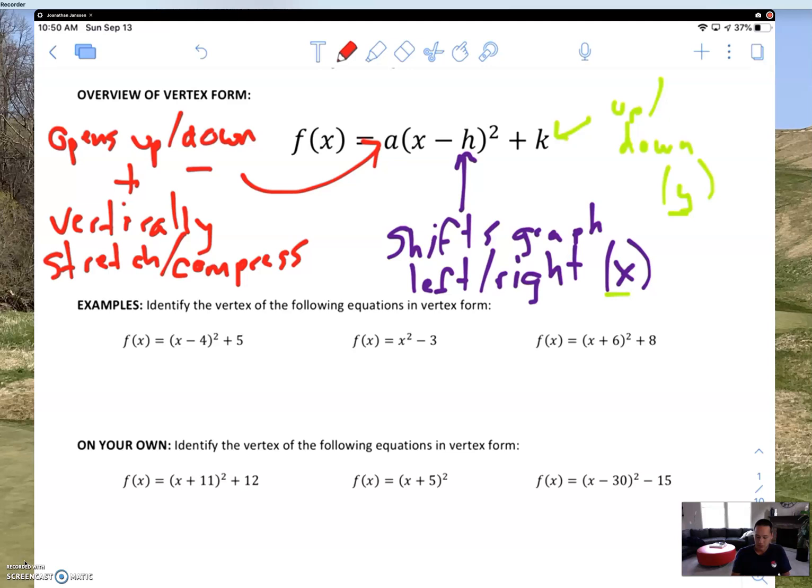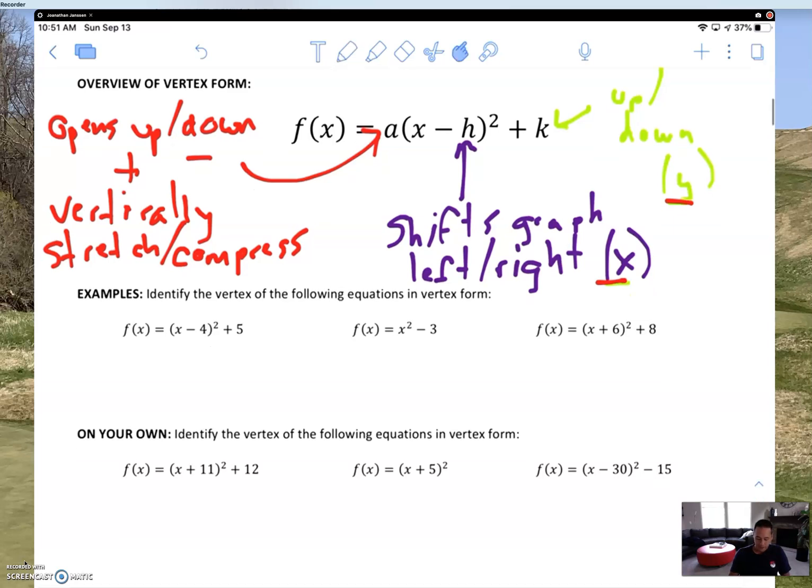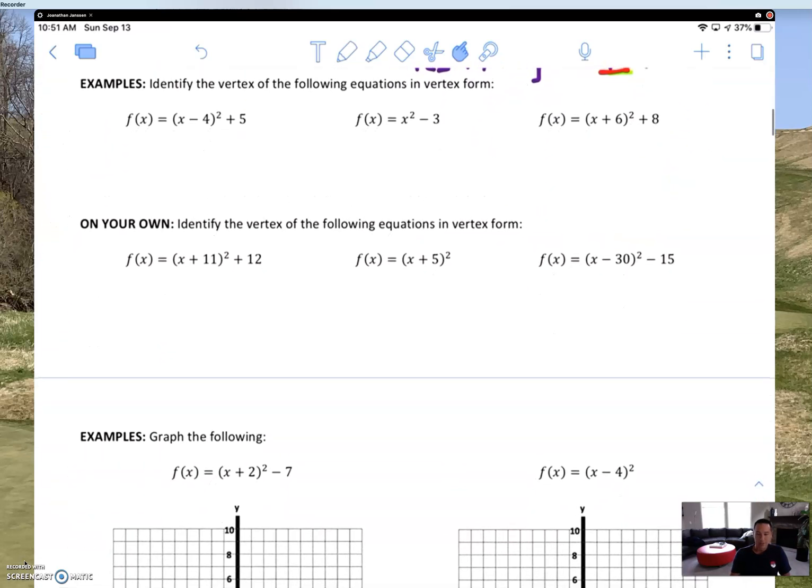And we'll talk about a in a little bit. Right now I just want to focus on the x and the y coordinate of the vertex. So let's go down and do a couple examples together. So first, we have x minus 4 squared plus 5, and I want to find the vertex of this equation.